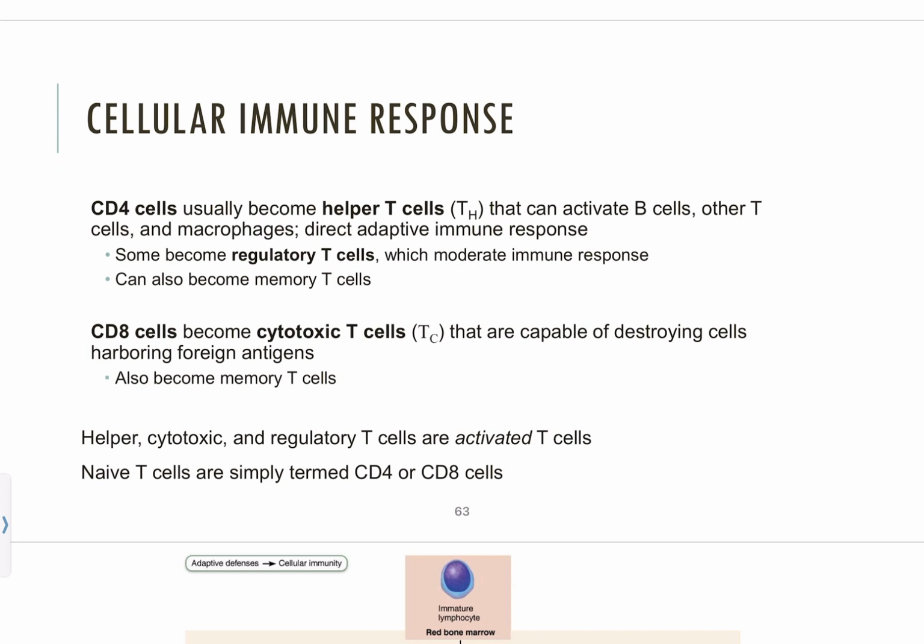Our CD8 cells are going to become cytotoxic T cells, which will directly kill infected and abnormal cells, and then we're also going to form some memory CD8 cells. So we form memory CD4 and CD8 cells.